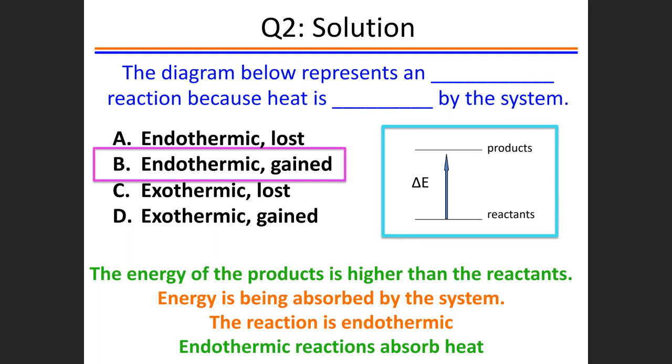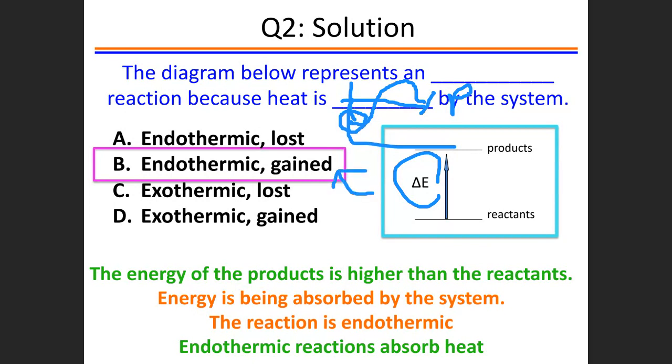So just remember that in the case of endothermic, this is the product, and this is the energy upward compared to the reactant. That's why product minus reactant will be positive. That means energy is gained in endothermic. See, an endothermic reaction absorbs heat, so the energy of the product is higher than the reactant. Energy is being absorbed by the system. The reaction is endothermic, and an endothermic reaction absorbs heat. This is actually the theme here, but just for clarification, I tried to explain a little more.